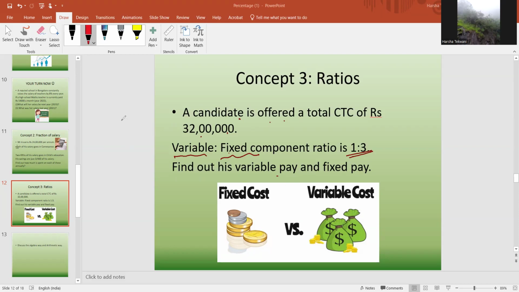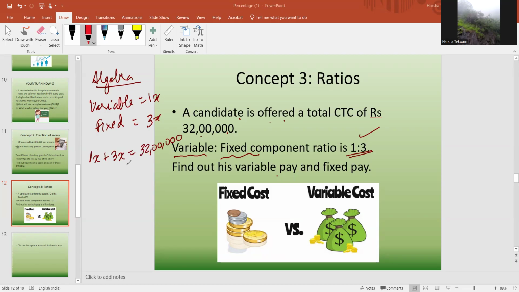So what we can do is either the algebra way, all right? That means let the variable component be 1x and the fixed component be three parts, so 3x. One approach is that both of these altogether constitute 32 lakh. So 4x is equal to 32 lakh. So x is 32 lakh by 4, 8 lakh.